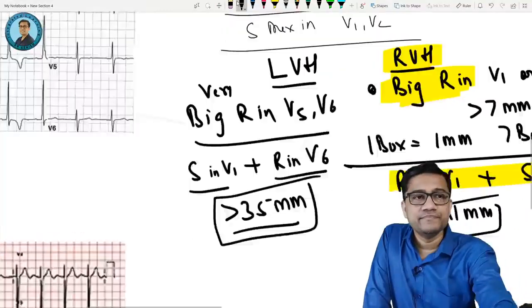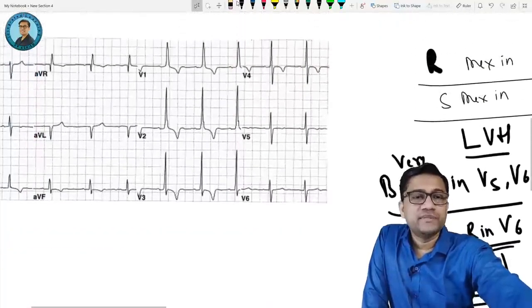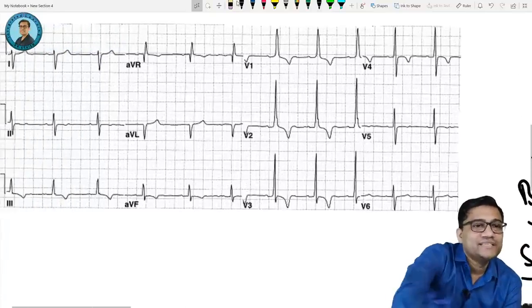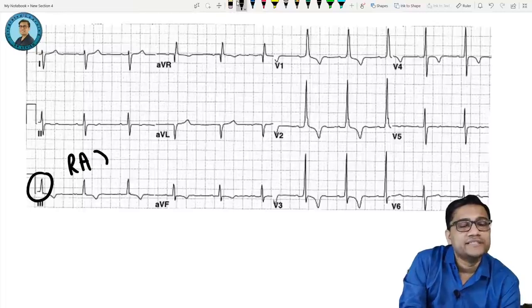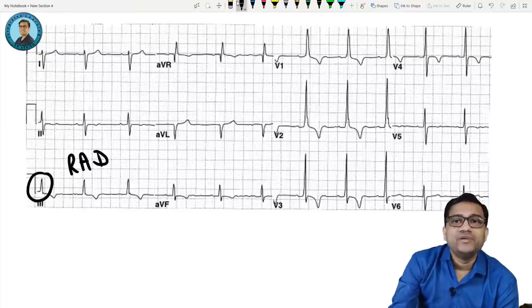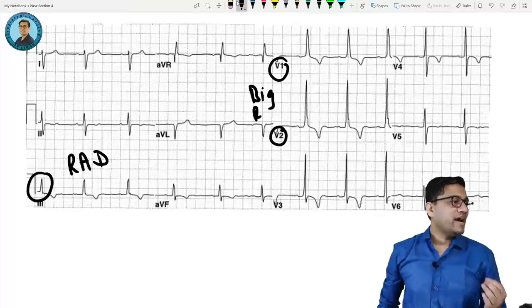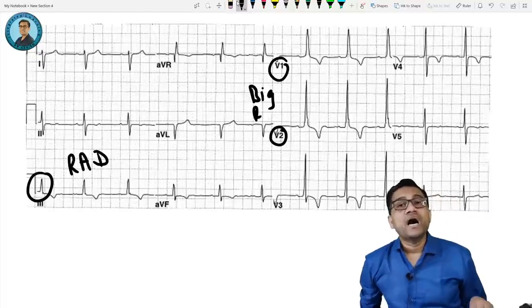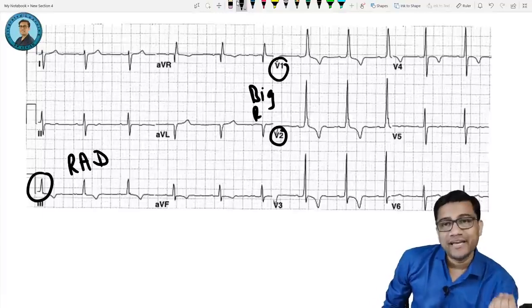Okay. So, please come. Look at this. Can you see something very, very strange here? First, the axis is what? What shift? Right axis deviation. Clear? And you see very big R in V1 and V2. So, V1, V2 are showing very big R wave. So, what does it indicate? Right ventricular hypertrophy.